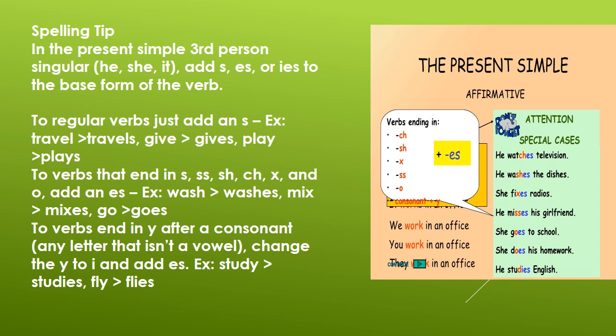And for verbs that end in y after a consonant, any letter that isn't a vowel, change the y to i and add es. Example, study. So remove the y and add ies, studies. And then fly, remove the y and add ies, so it becomes flies. So you can see some more examples. So this is the base form.